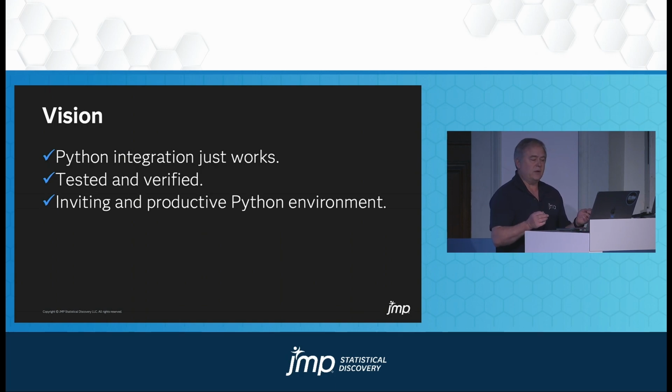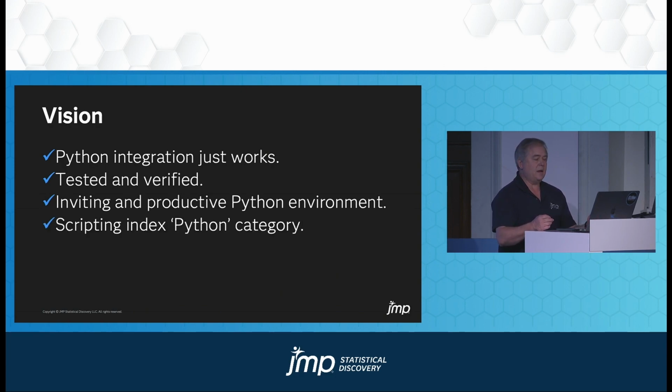Then, it'd be nice to have an inviting and productive Python environment. And to me, that means a script editor that's Python aware, code coloring, being able to run your Python scripts the same way you run the JSL, from the script editor, with good integration with the log, and real good diagnostics coming back so you can track down your errors in your scripts. And while we're at it, wouldn't it be great to have live access to your JMP data table from Python, to be able to create a data table, add columns, add rows, read your data table or modify those values directly from your Python scripts? Well, that's exactly what we built in JMP 18.